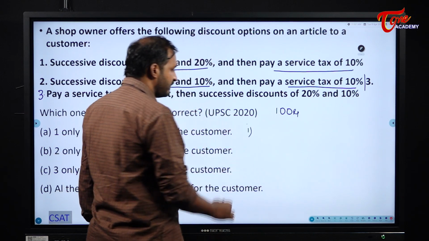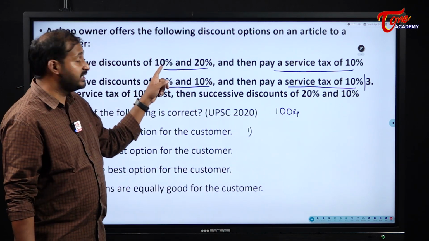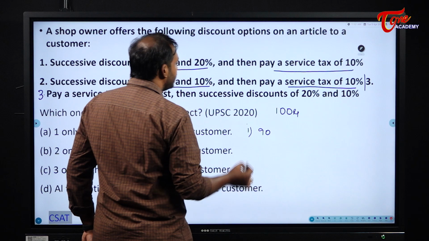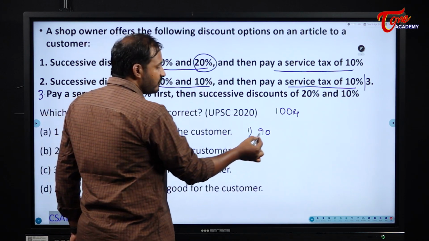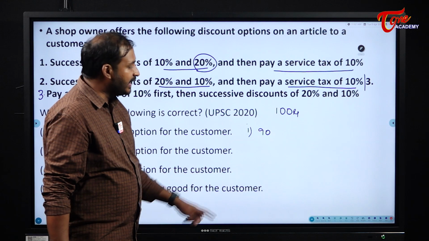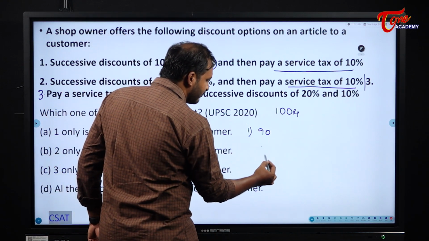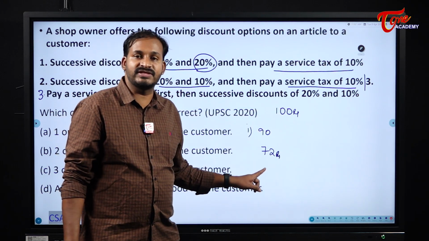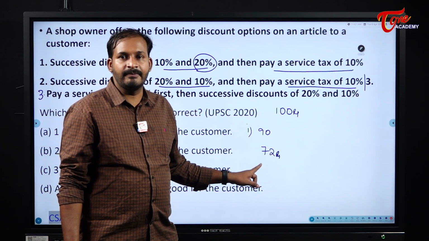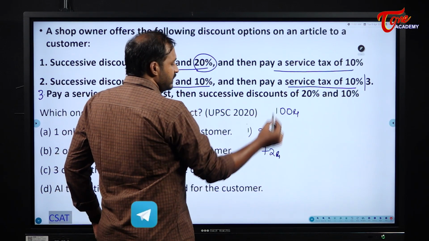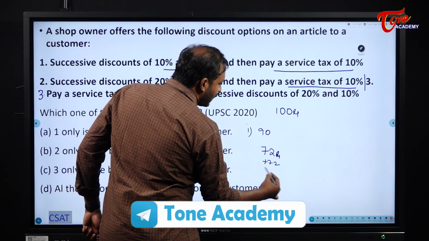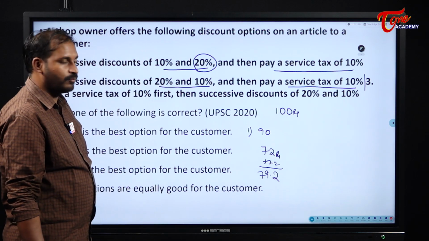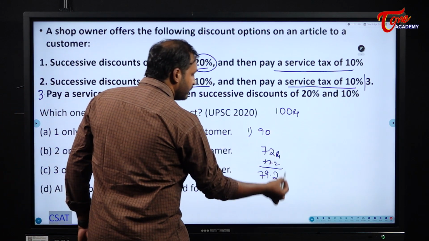Now when it comes to my first case, first he is giving a discount of 10%. When he gives a 10% discount, 100 will become what? 90. Next he is giving a discount of 20%. So what is 20% of 90? 18 rupees, right? So this will become 72 rupees. And then next, pay service tax of 10%. What is 10% of 72? 7.2. That means plus 7.2. What is the amount you need to pay here? 79.2. You need to pay 79.2 rupees in the first case.